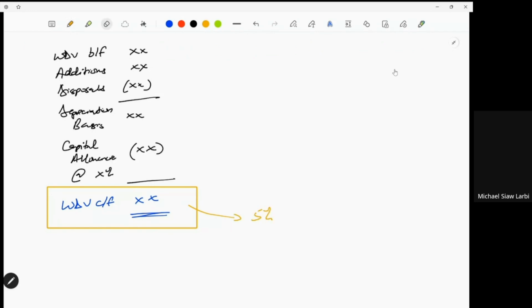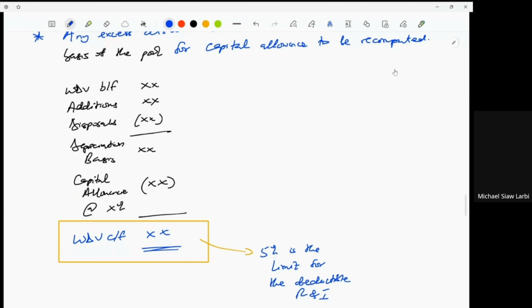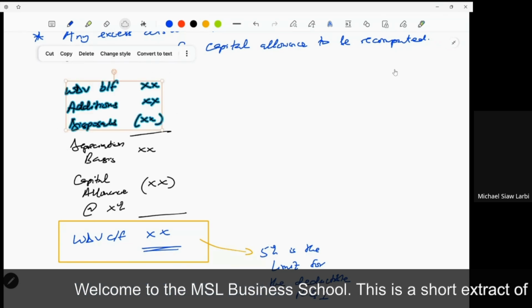We apply 5% of this written down value at year end. It is the limit for the deductible repairs and improvements. So the threshold is going to be on this amount. Now we are saying that whatever amount is above the 5% threshold will be re-added for capital allowance to be recomputed. So for the sake of simplicity, I can do up to here. Copy.